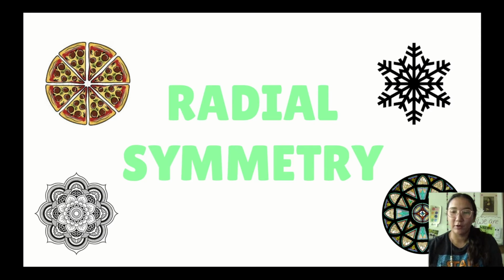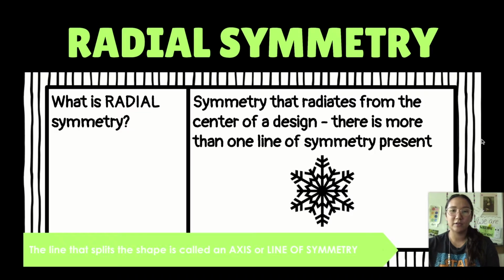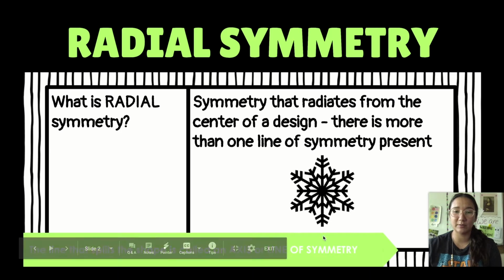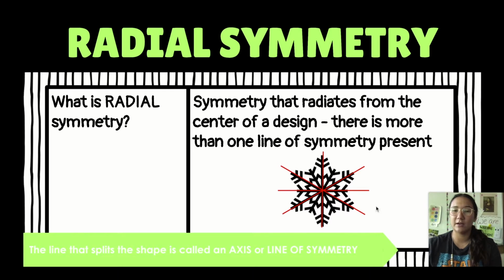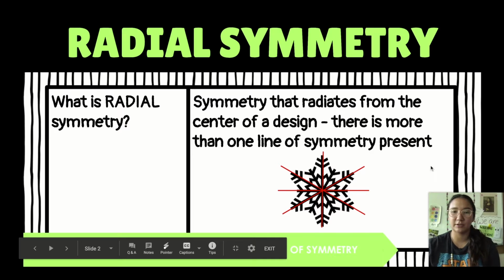This week for art, we are going to continue talking about symmetry, but it's a new kind of symmetry. We are going to be talking about radial symmetry. So radial symmetry is symmetry that radiates from the center of a design, and there will be more than one line of symmetry present. So with this snowflake, it is symmetrical going down the middle, but it is also symmetrical if you go horizontally or diagonally in both directions.